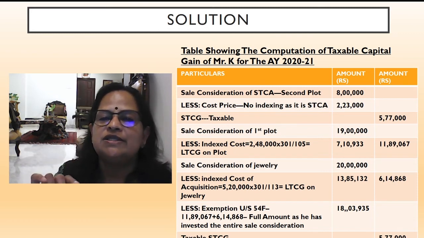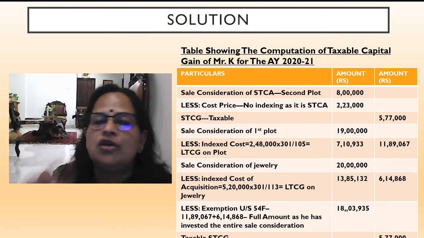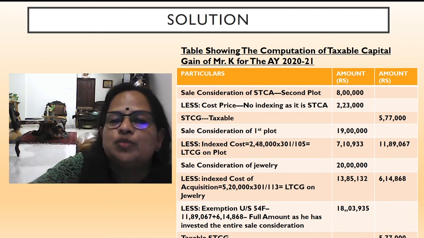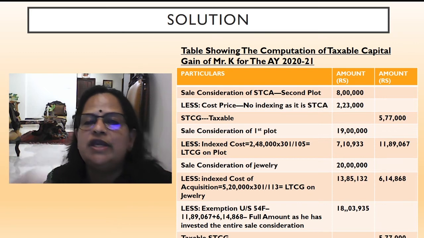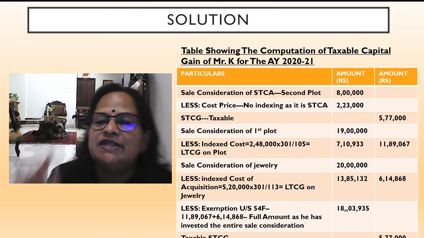Now sale consideration for the second plot. It is short term, it is not long term. So it is 8 lakhs less cost price. There is no indexing for short term capital gain. Only for long term we are doing indexing. So short term capital gain taxable is 5,77,000.